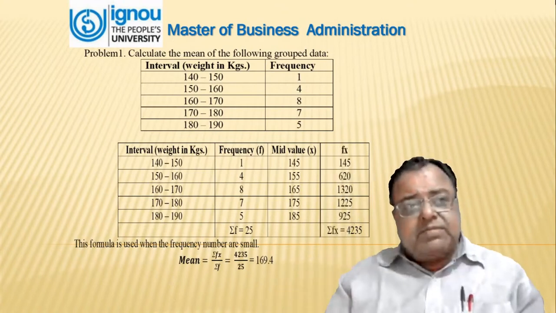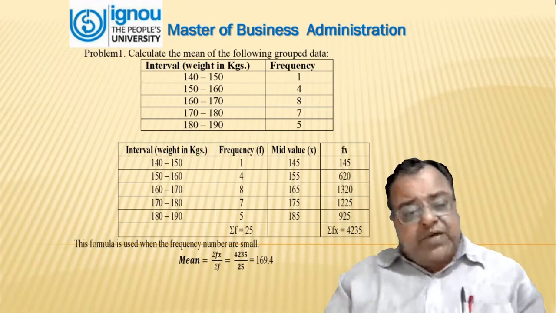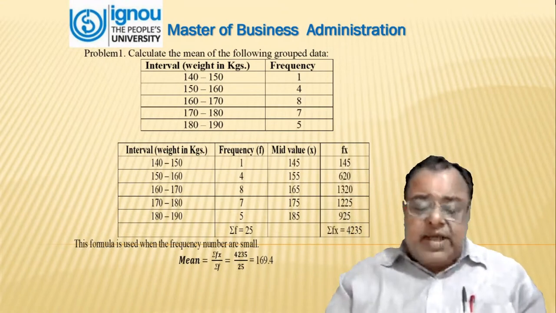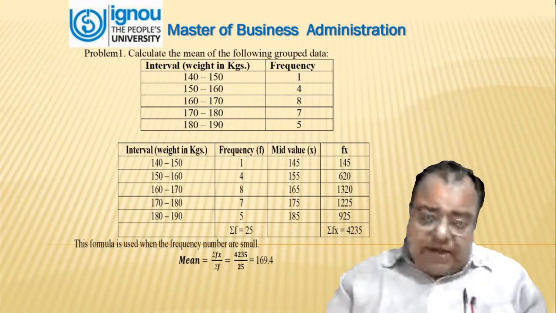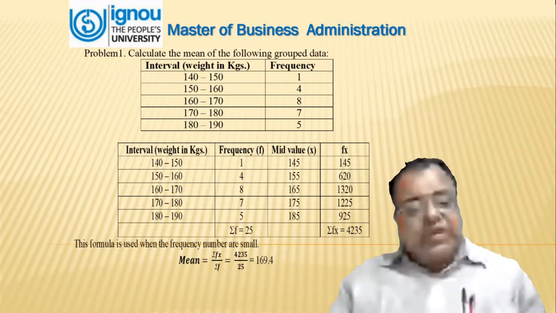That summation of fx comes out to be 4235. Summation f is 25. Our mean is summation fx upon summation f. We get 169.4.